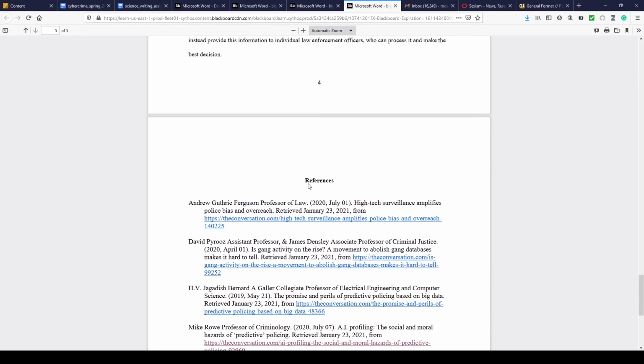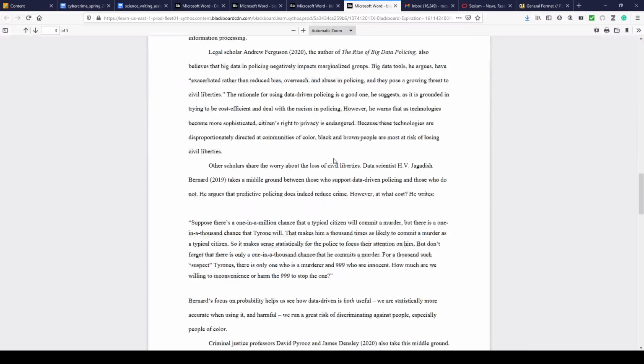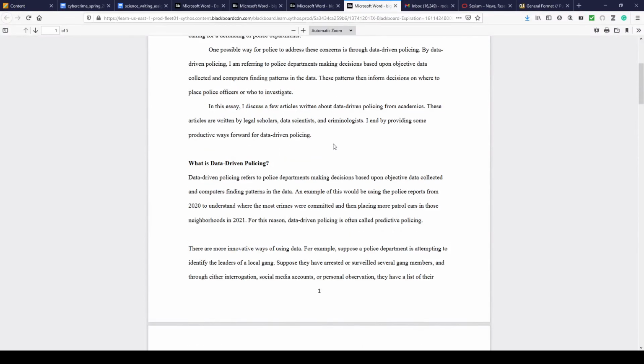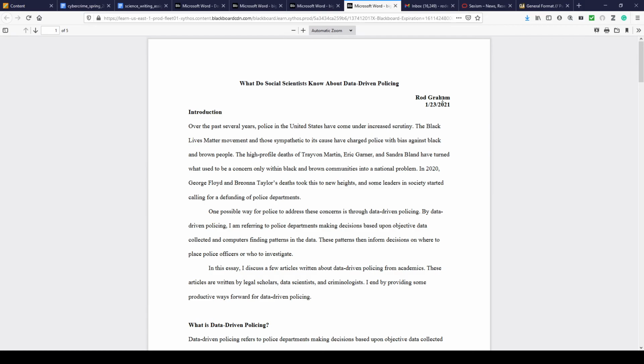So you've got your references, page numbers at the bottom. It's double spaced. It's between 3 and 5 pages. It's a sweet spot. It's at 4 pages exactly. My name is in the right corner and date. This is Saturday morning on the 23rd, 2021 that I'm doing this, and so I put the date. And yeah, I think that's it.